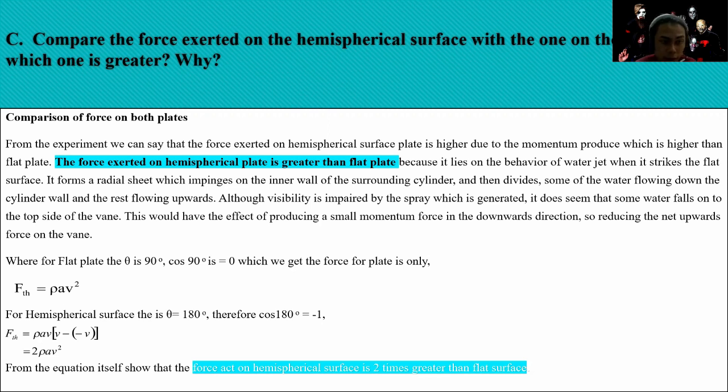so reducing the net upwards force on the vane. For the flat plate, the angle is 90 and cos 90 equals 0, so the force on the flat plate is only rho A V squared. For the hemispherical surface, the angle is 180, therefore cos 180 equals negative 1. So you get double the value, that is 2 rho A V squared. From the equation itself, it shows that the force acting on the hemispherical surface is 2 times greater than on the flat surface.